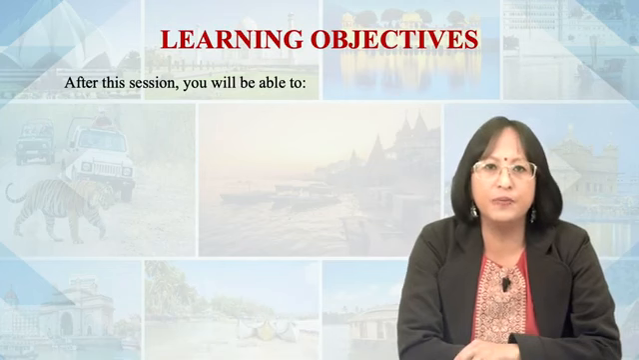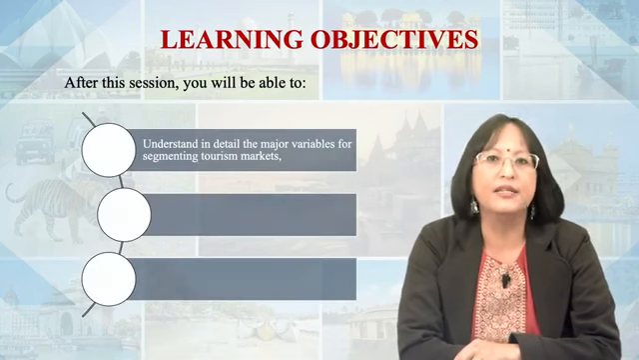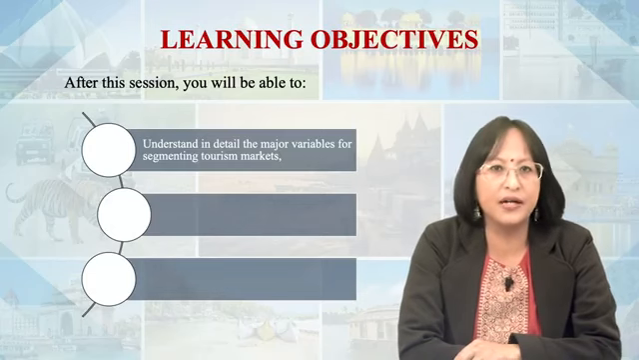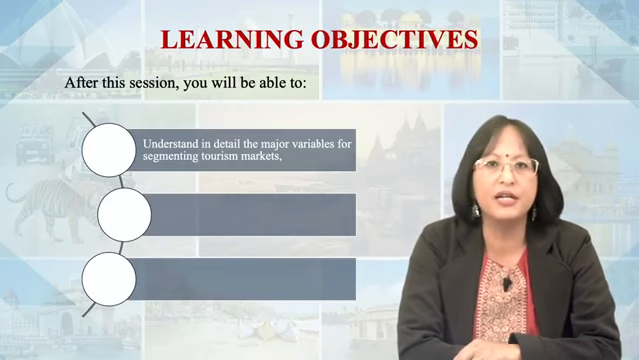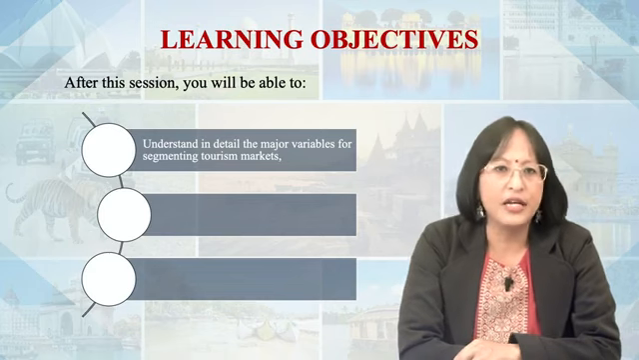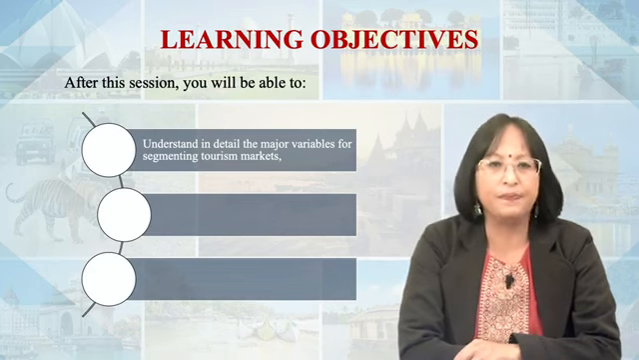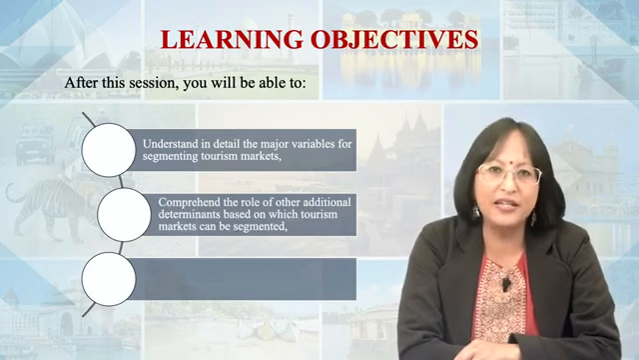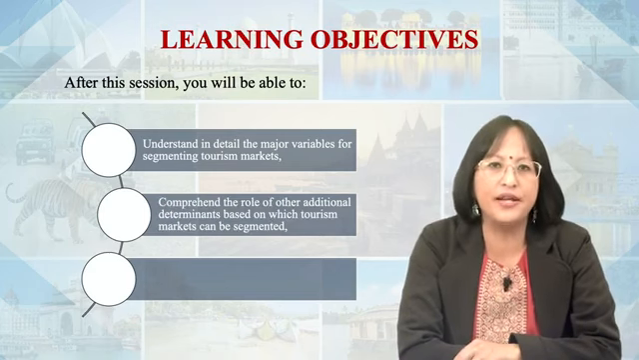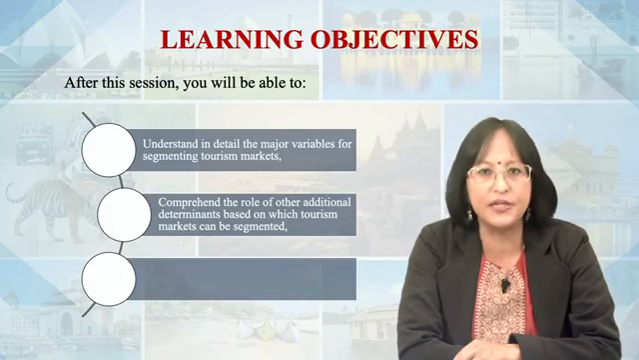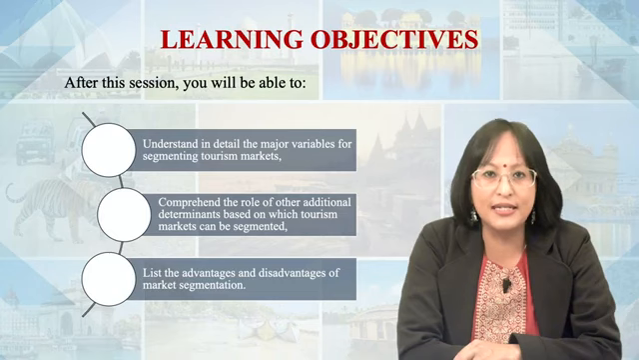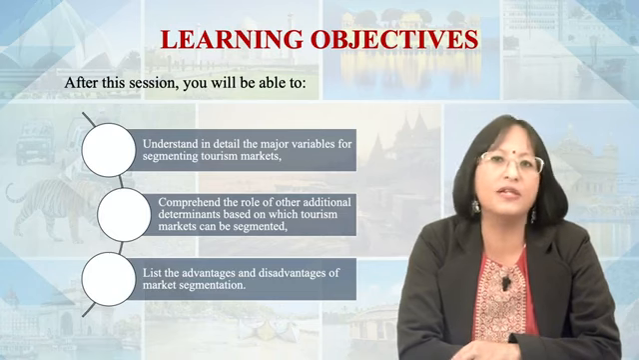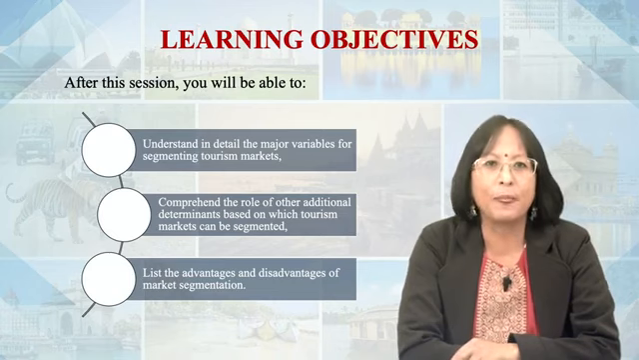In today's session, we will continue with the other important aspects of market segmentation. After this session, you will be able to understand in detail the major variables for segmenting tourism markets. These are geographic, demographic, psychographic, behavioral, and price segmentation. You will also be able to comprehend the role of other additional determinants based on which tourism markets can be segmented. And then you will be able to list the advantages and the disadvantages or the limitations of market segmentation.